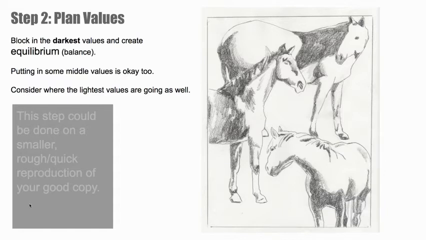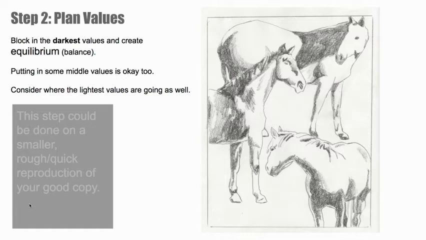Plan the values. And you do so by focusing mainly on the super dark values. You can block in some middle values, but focus mainly on the dark ones and try to create equilibrium in your composition. That means that it seems there's a sense of balance. It doesn't feel like one part of the composition is overpowering or more dominant than another part. So the dark values are strategically distributed around the composition to create balance.